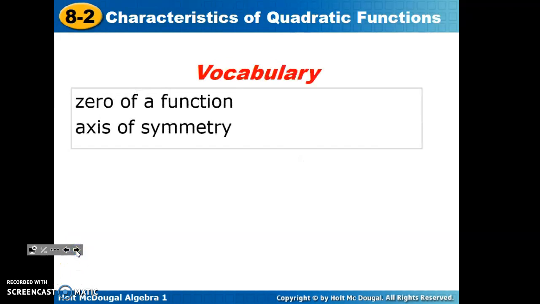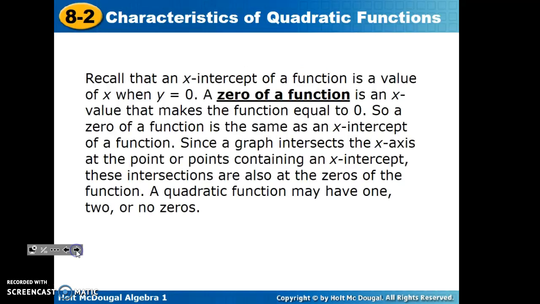We have new vocabulary words: the zero of a function, or there could be zeros, it could be plural, and our axis of symmetry. So we are taking notes. Anytime you need to stop and get these notes written down, we need to do that. Everybody's on their own time frame.